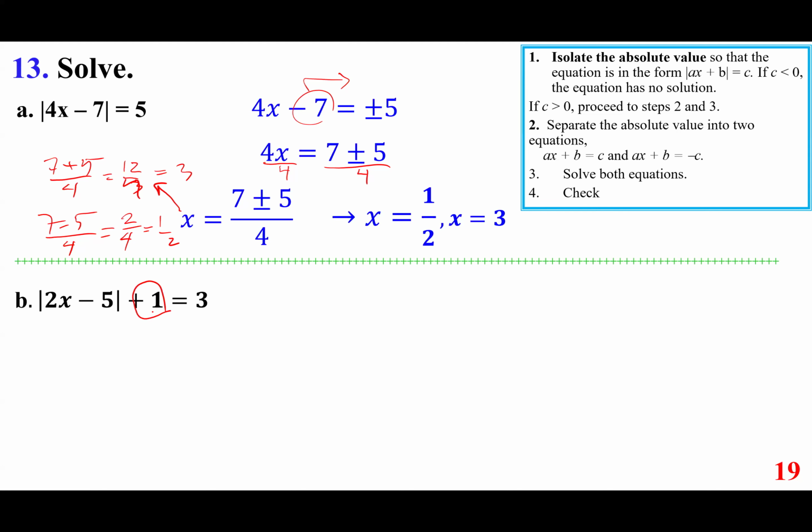In this case, we have to isolate the absolute value, but number one is sitting next to it, and we must remove that. How? Move that to the other side. So we are going to go -1 here. The absolute value of 2x minus 5 is equal to 2. And this is completely isolated, everybody.